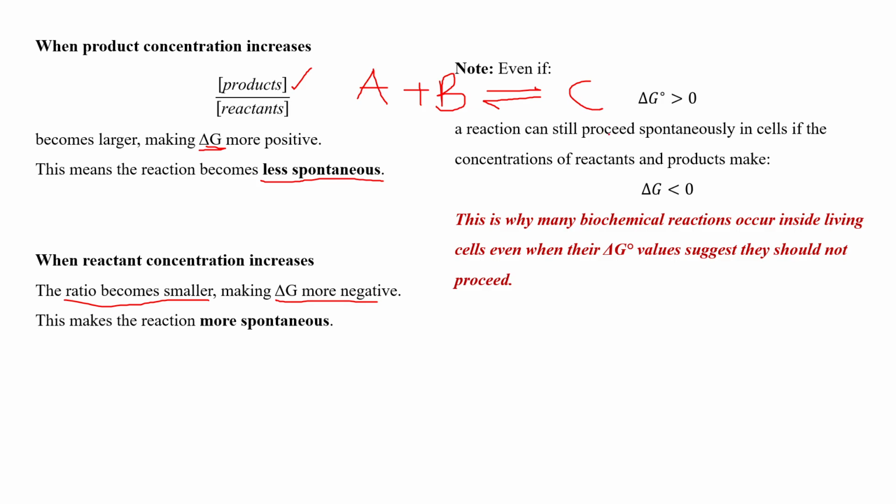Now let's note. So even when we are having a condition where our change in G is greater than 0, a reaction can still proceed spontaneously. That is when you increase the concentration of the reactant. So you could see that I've given a caution here that a reaction can still proceed spontaneously in cells if the concentration of the reactants and the products make this particular value negative. So it depends on the concentration, like we said, and also depends on the temperature. It also depends on the gas constant. The gas constant is a constant value, so we can decide not to include it among the answers. But when we are looking at the main point, it depends on the concentration.